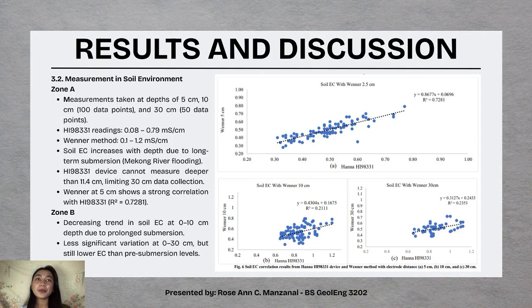In Zone B, the soil had also been submerged for a prolonged period. Measurements revealed a decrease in EC at 0 to 10 cm depth and a slight reduction in EC at 0 to 30 cm depth. However, the change at 30 cm was not as pronounced. This suggests that long-term submersion reduces EC more at the surface layer than in deeper layers.